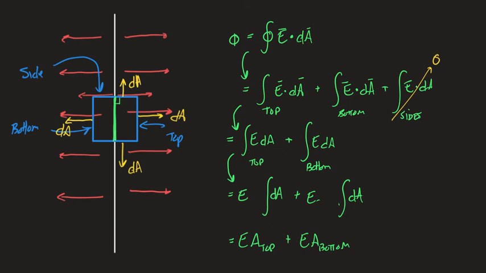You'll notice, as long as the area of the top and the area of the bottom are the same, then I don't need to subscript them. If it's a cylinder, the top and bottom are the same. If it's a square, the top and bottom are the same. Giving me a total electric flux of 2E times A. This is the area of the bottom or top.